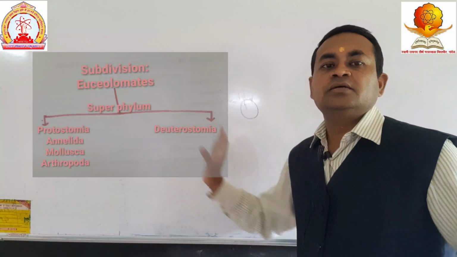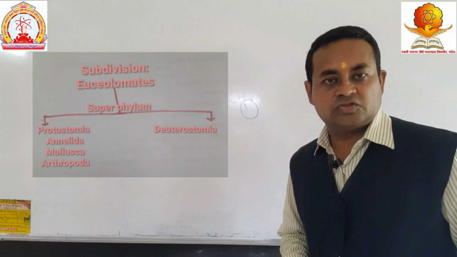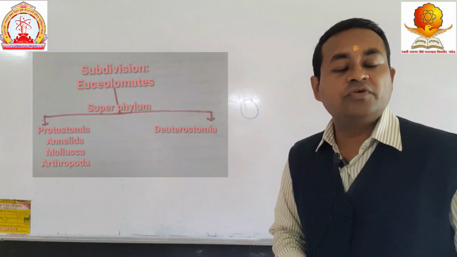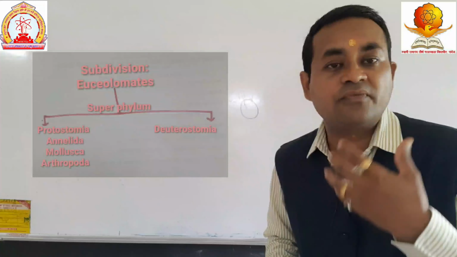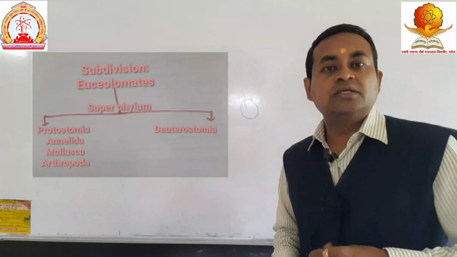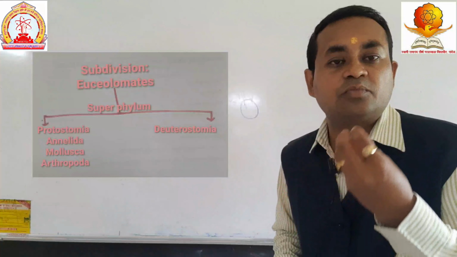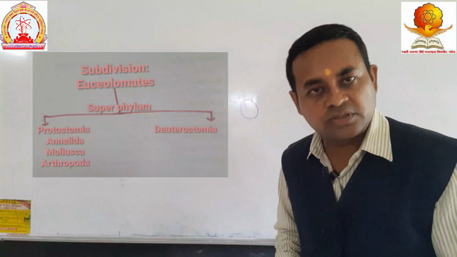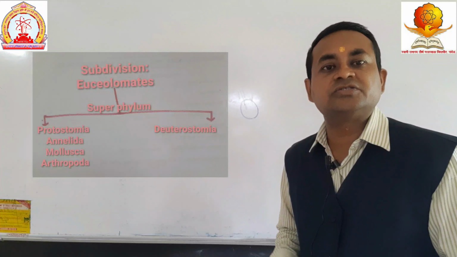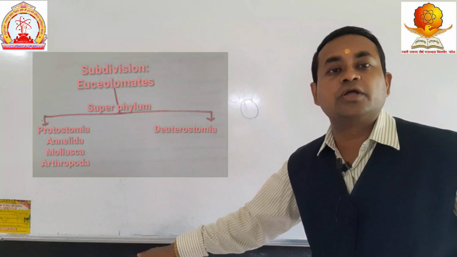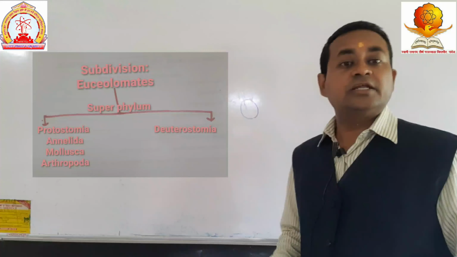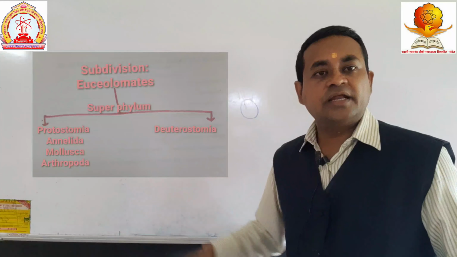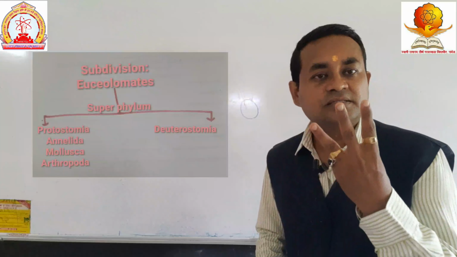And again, in deuterostomia, which animals are included? Those animals in which, at the time of embryonic development, the blastopore is formed and this blastopore becomes the anus, and the mouth forms later. That type of animals is included in the deuterostomia. The deuterostomia is again divided into three superphyla.